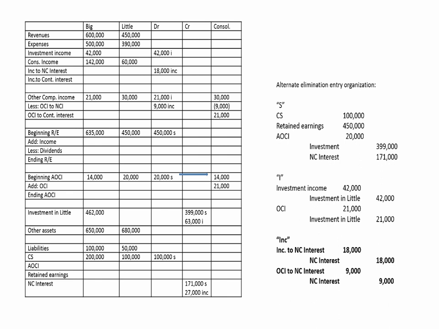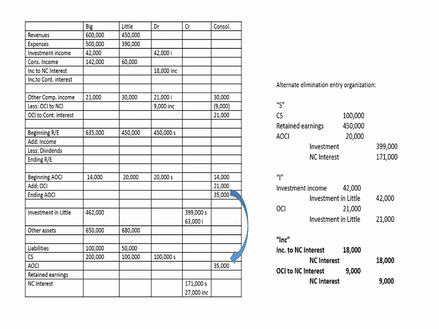Beginning accumulated other comprehensive income, again, we've eliminated Little's beginning of year AOCI, so we're left simply with BIG's beginning of year AOCI. We add this year's other comprehensive income. That gives us our ending accumulated other comprehensive income, which we then transfer down to the balance sheet as ending accumulated other comprehensive income.